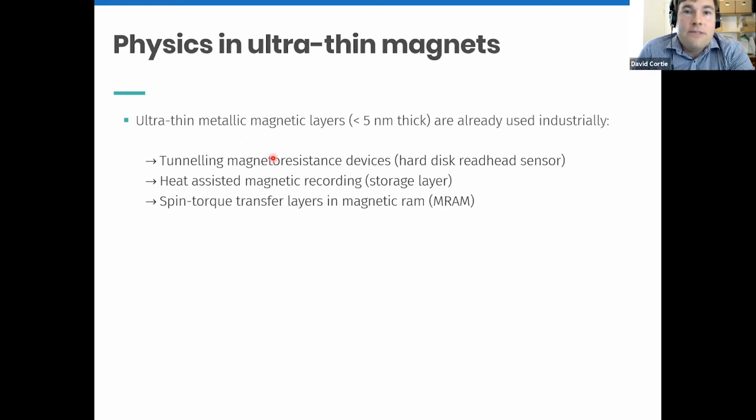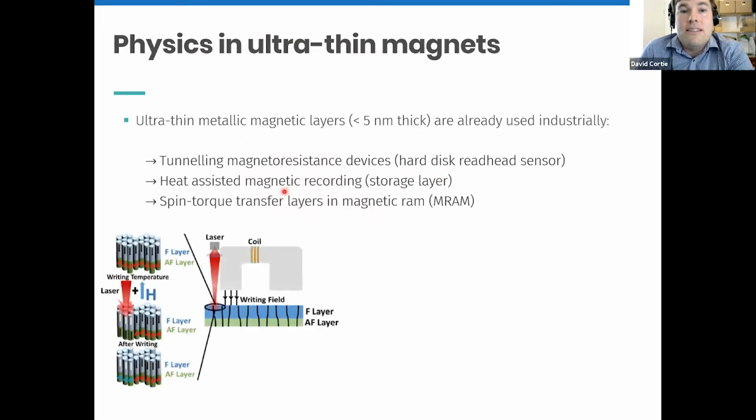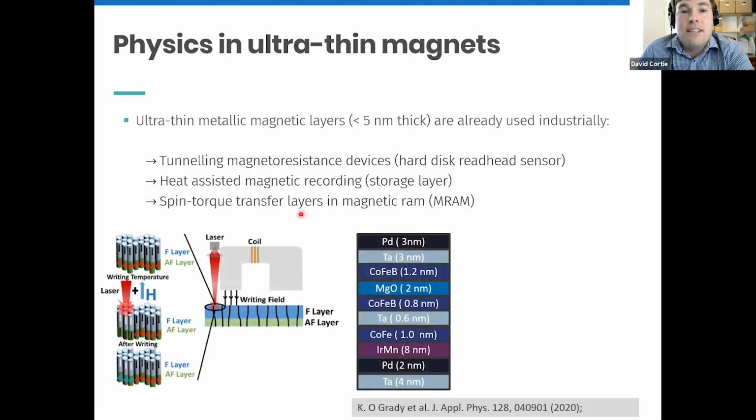So the physics of ultra-thin magnets actually is quite old. I mean, there's been discussion about how two-dimensional magnets are a new thing, but in some sense, ultra-thin magnets have been around for a long time, and they're very important in today's technology, right? So, tunneling magnetoresistance devices in your hard disk, you're probably using one of these right now. There's also heat-assisted magnetic recording coming on the market this year. And these all involve very, very thin layers.